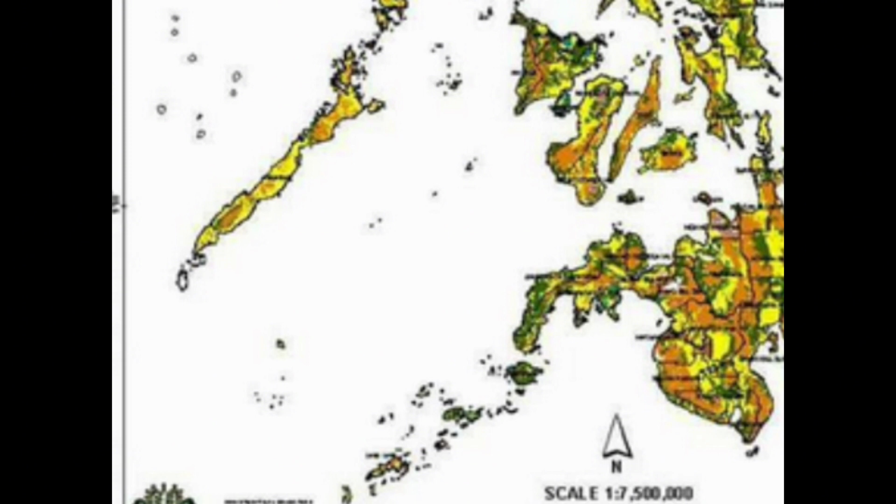So if you measure 1 centimeter of that map with your ruler, it means that on the actual area is 7,500,000 centimeters. So that is how you interpret the scale of the map.